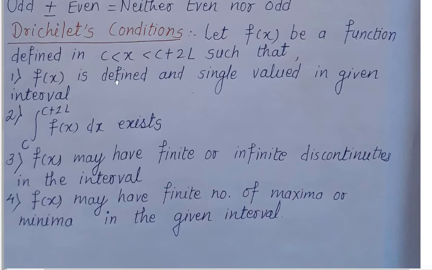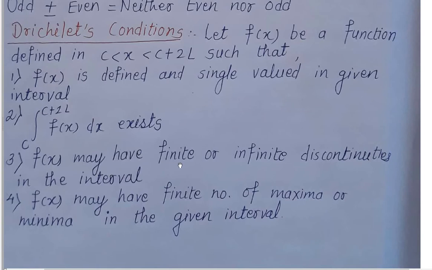So what are the conditions? The first condition is f of x must be a single valued function. Single valued function means for one value of the variable, we must get only one value of the function. That is called a single valued function. Then the integration in that interval c to c plus 2l must exist. Integration of f of x dx must exist.